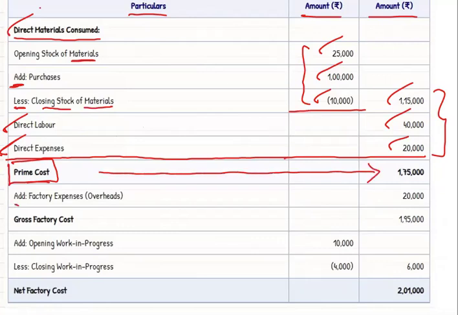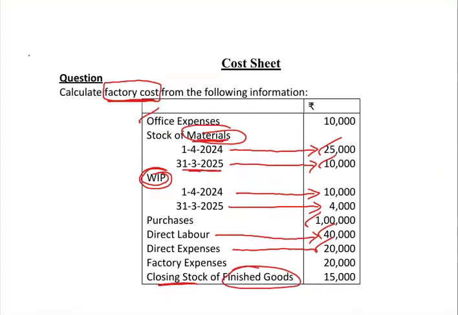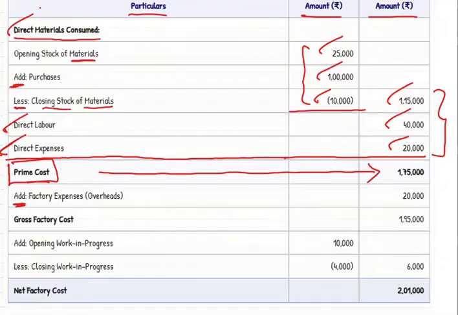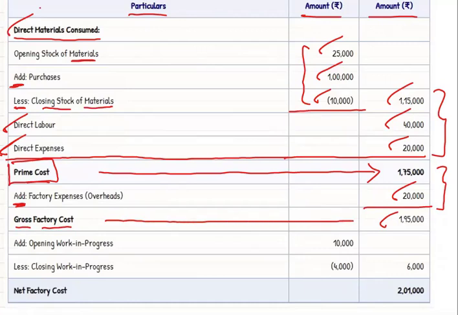In the prime cost, we add the factory expenses, which are given here as 20,000. Adding this, we get the gross factory cost. Adding these two figures, 1,75,000 plus 20,000, gives 1,95,000, which is called the gross factory cost.